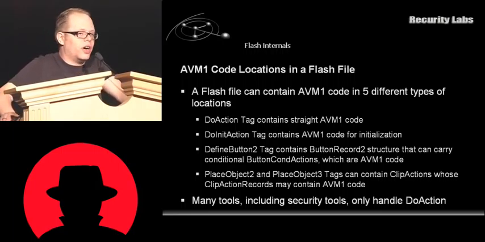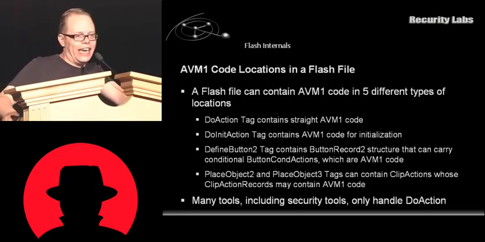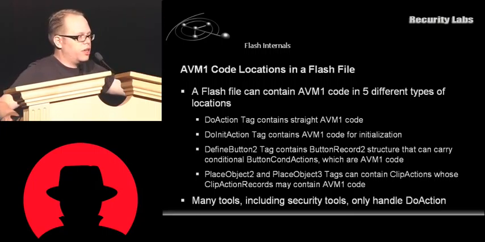But there are also other strange cases, like the define button 2 tag, which contains a button record 2 structure that can carry additional button condition actions, which then carry AVM1 code. So you have a data structure with a data structure with a data structure with a little bit of code. The same also holds true for place object 2 and place object 3 tags.